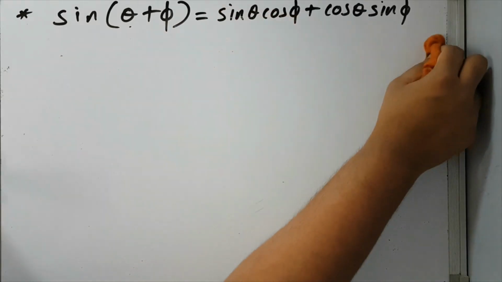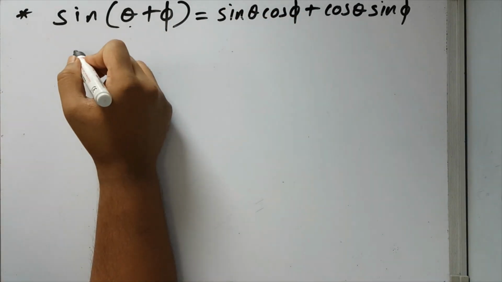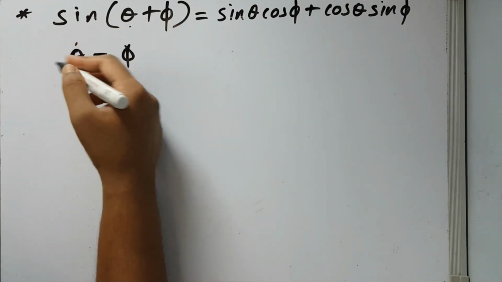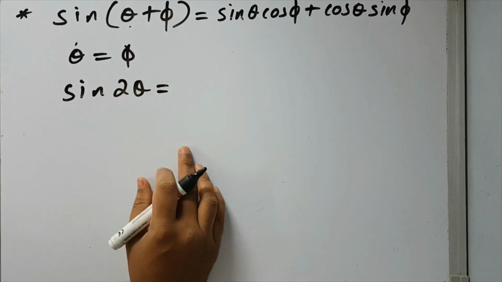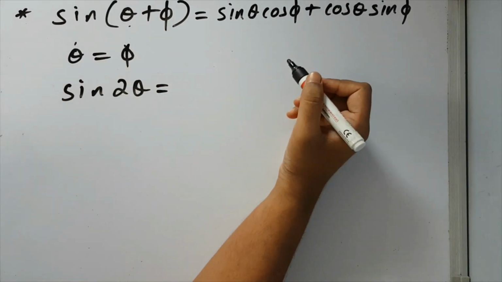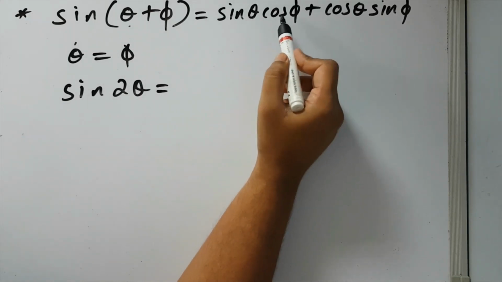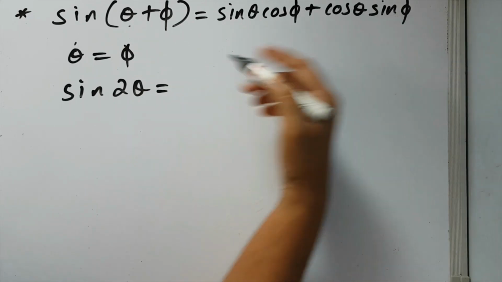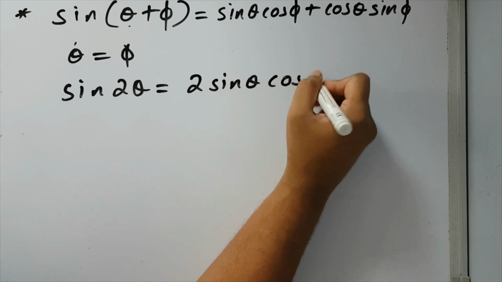Let's say both these angles are the same, theta and phi are the same, let's say theta is equal to phi, so this would be sine of 2 theta. So what is sine of 2 theta now? Just replace phi with theta, so this would be sine theta cos theta plus cos theta sine theta. That would be 2 sine theta cos theta.